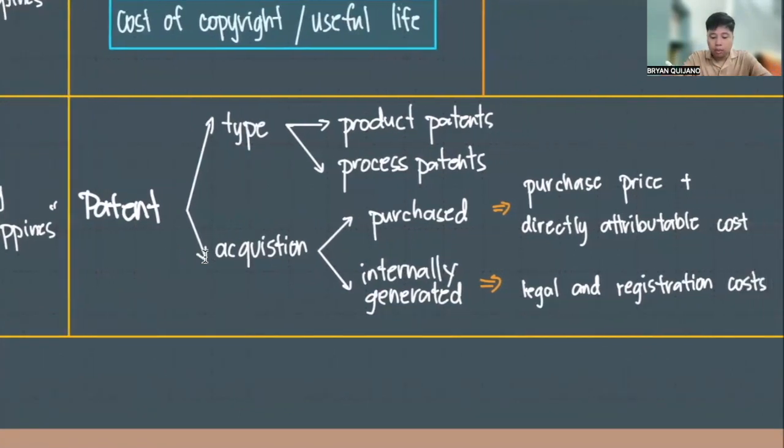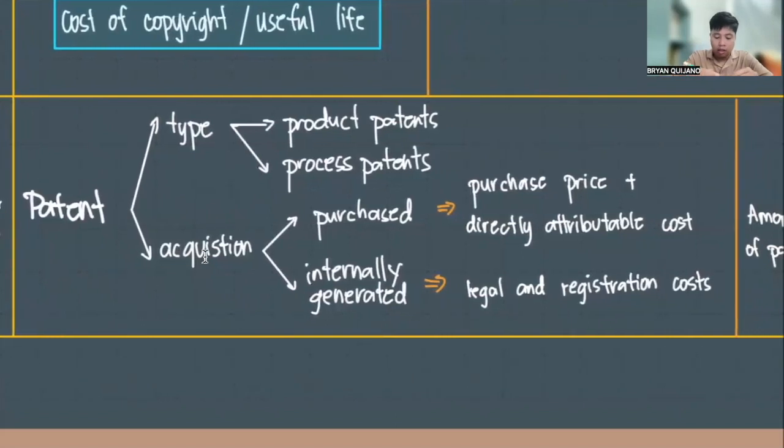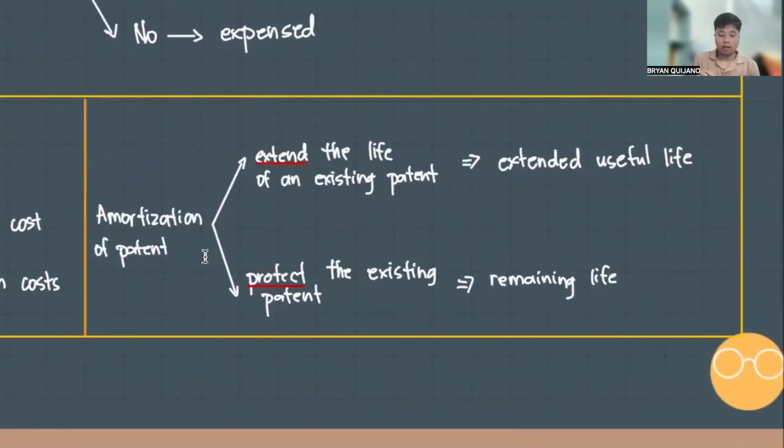Then we have two kinds of acquisition: the purchased patents and the internally generated patents. Take note that for purchased patents, you will only record the purchase price plus the directly attributable cost. But if the patent is internally generated, you will only record the legal and registration costs of that asset.